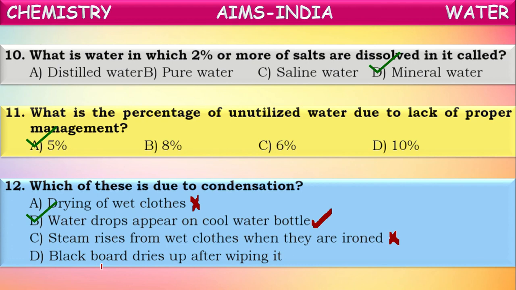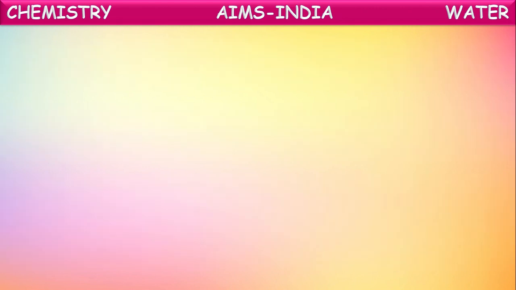What about this? Blackboard dries up after wiping it. So when you wipe a blackboard, after a few minutes, it will be dried off. That is because of the evaporation of water. So the condensation process is involved only in the water droplets appearing on a cool water bottle or a cool water glass. Okay, condensation is involved in that.